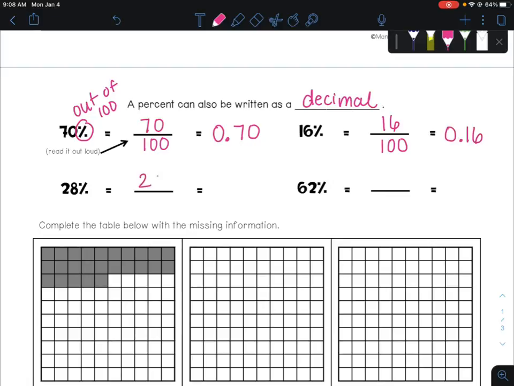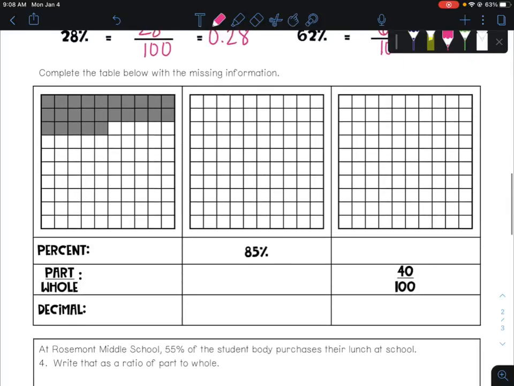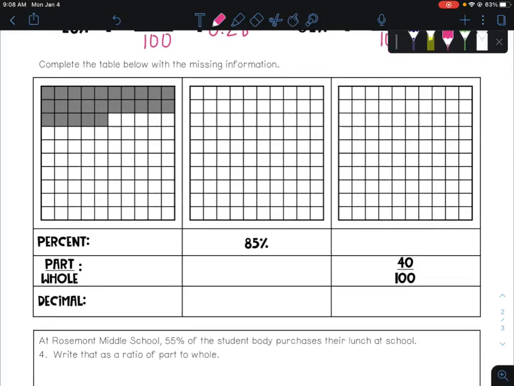28% is 28 out of 100. 28 hundredths, 0.28. And lastly, 62% means 62 out of 100, or 62 hundredths, 0.62. Because it's out of 100, we're always going to be in that second decimal place, the hundredths place.